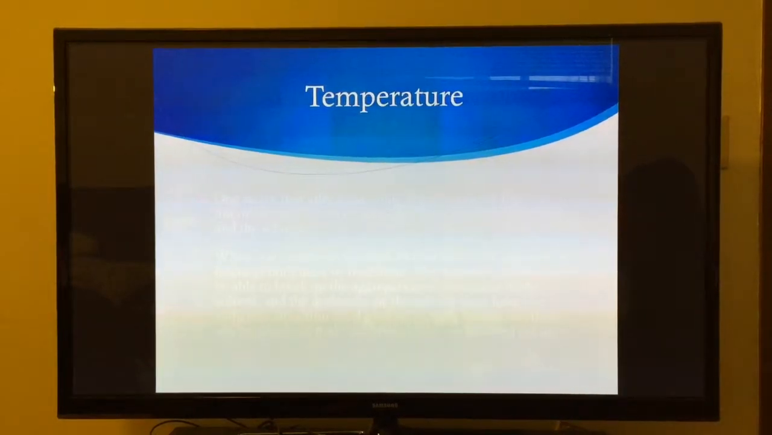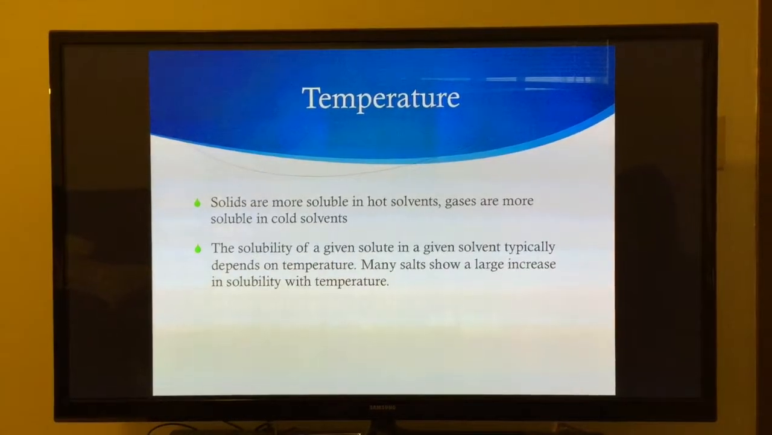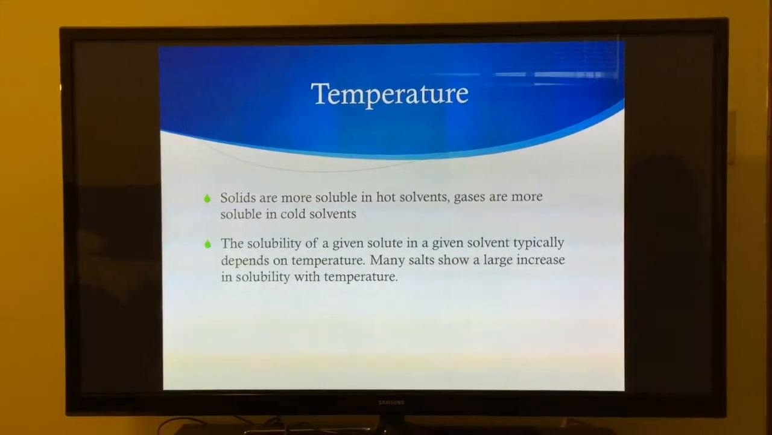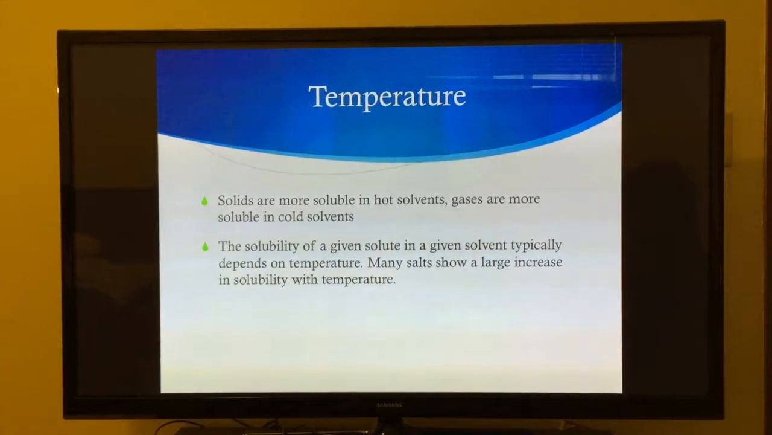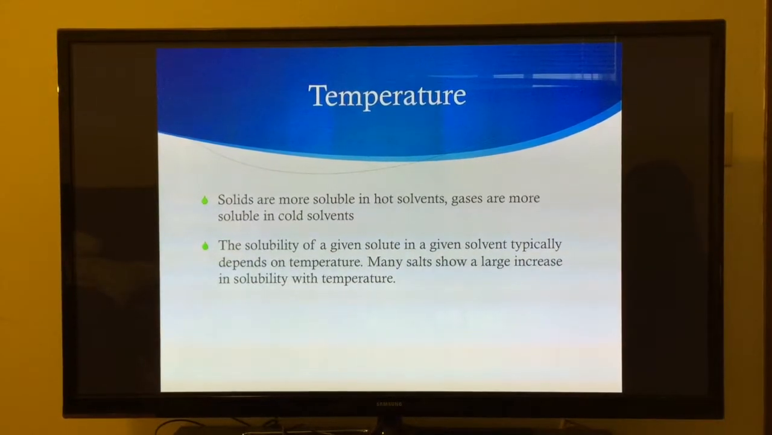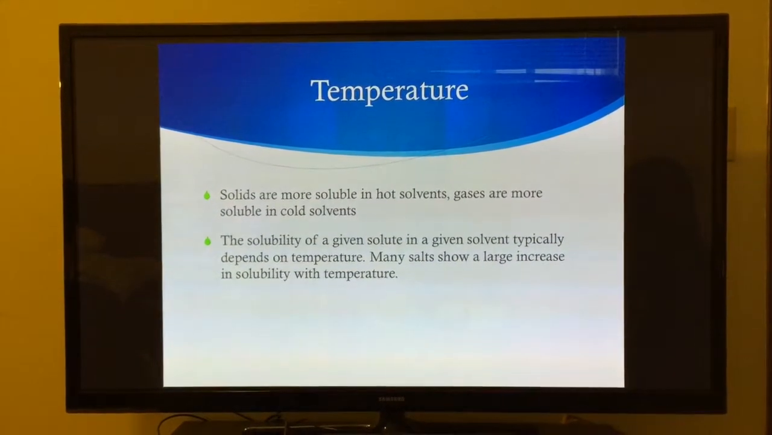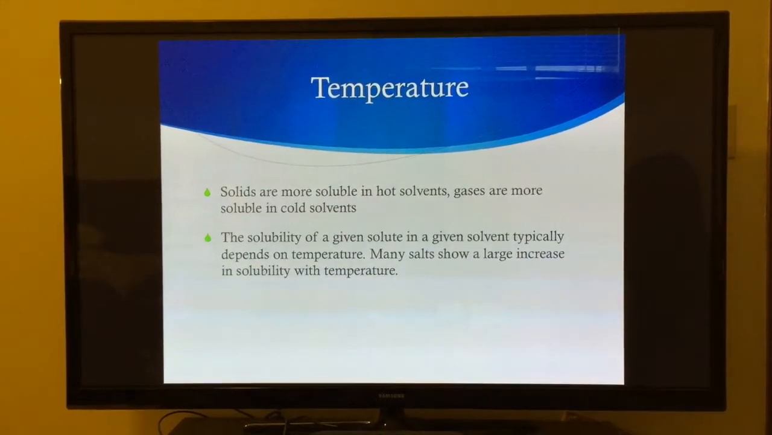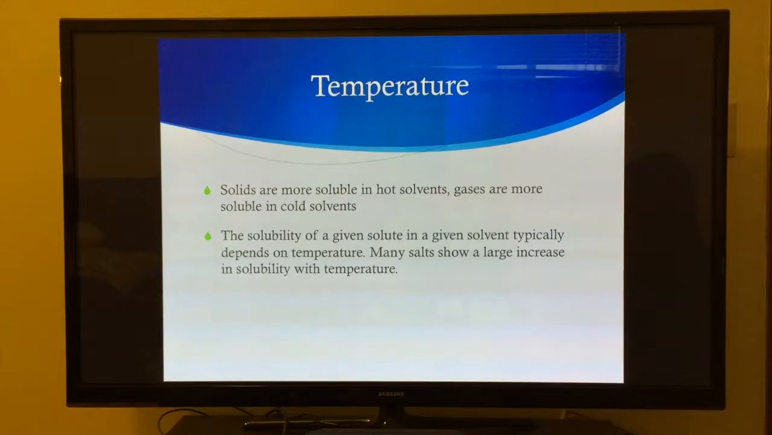The second one is temperature. Solids are more soluble in hot solvents. Gases are more soluble in cold solvents. The solubility of a given solute in a given solvent typically depends on temperature. Many salts show a large increase in solubility with temperature.